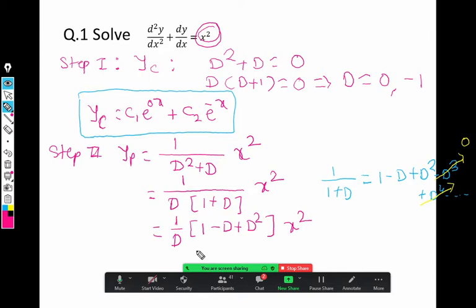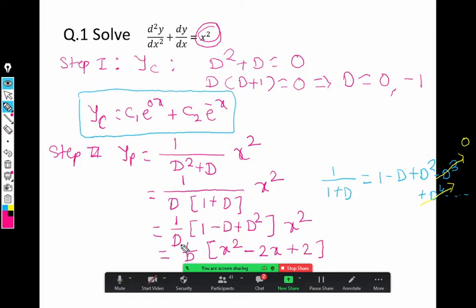Okay. Now the second last step: this 1 by D we still have to keep as it is. Now let me multiply 1 into x square. That is only x square there. Minus D of x square. Anyone? What is D of x square? 2x. Correct. And what is D square of x square? 2. Plus 2. Correct.